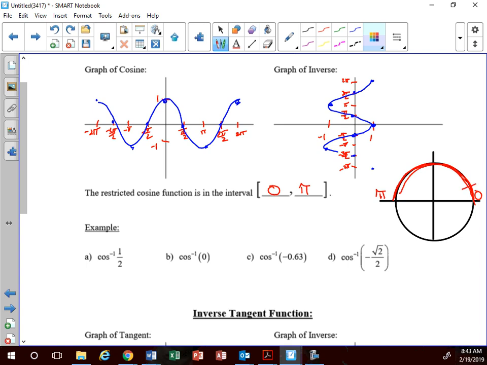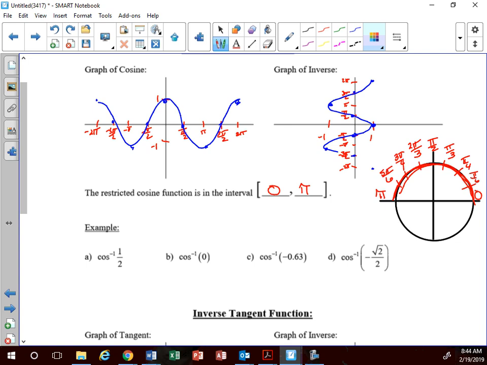So normal labels. This is pi over 6, pi over 4, pi over 3, pi over 2, then 2 pi over 3, 3 pi over 4, 5 pi over 6. So those are your only choices when we're looking at cosine. I guess hopefully it makes sense if you think about it.